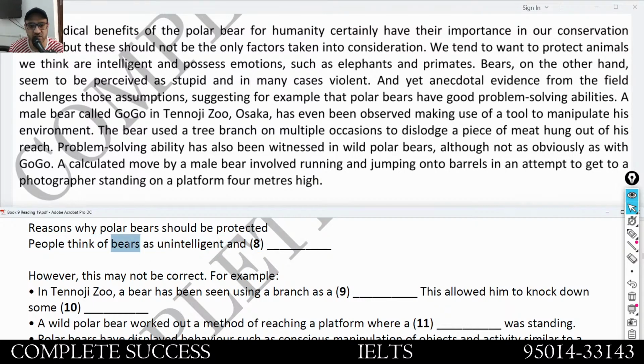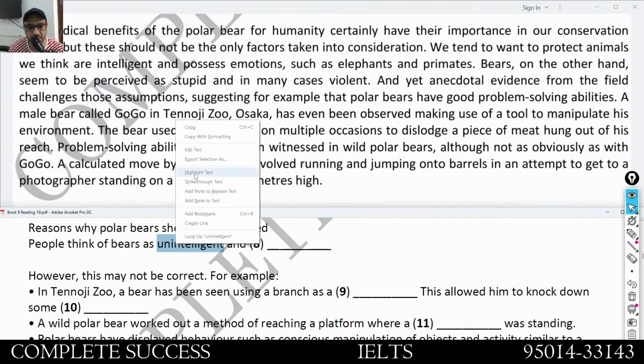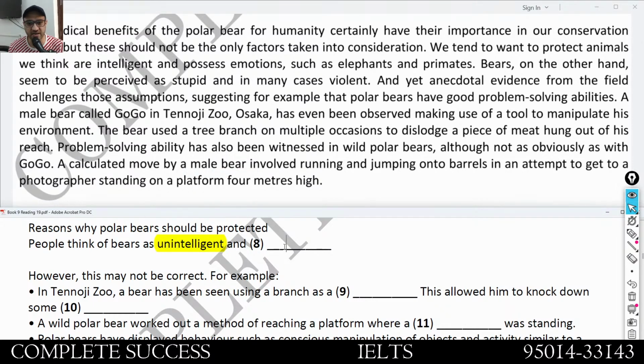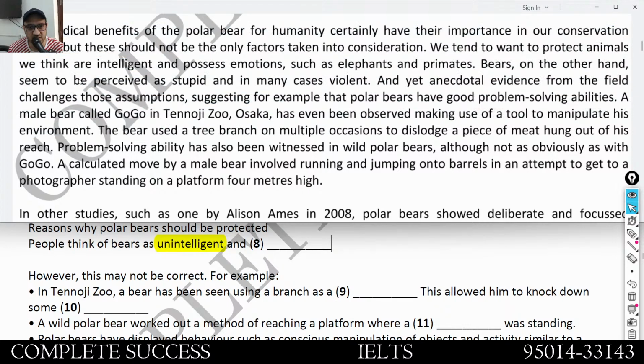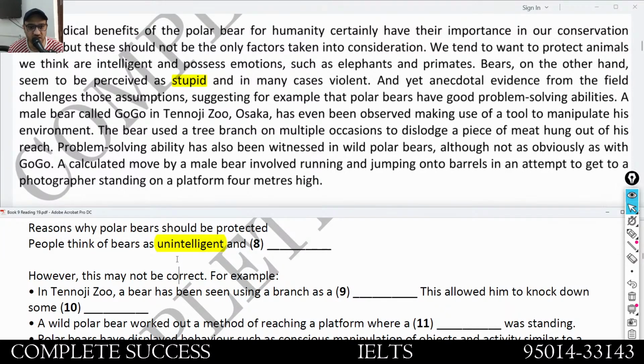What do people think bears are? People think of bear as unintelligent and dash. What is a bear? Unintelligent and dash. So if you move through this information, here you can see the word intelligent. But intelligent is opposite to unintelligent. Yeah, we can see stupid. So that is unintelligent, बेवकूफ. Now, what should be the answer of this question? So I'll give you 1 minute. If you want to try this question, you should try and tell me in the comment section what should be the answer. People think bears are unintelligent and dash.